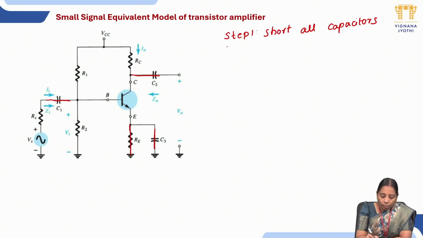Next, the second step is, as we are going with the AC analysis, DC will be equal to 0. So here the DC supply is VCC and it should be connected to ground. Next, in step 3, we will be marking base, emitter and collector, and next we will be transforming this transistor into the H parameter model.